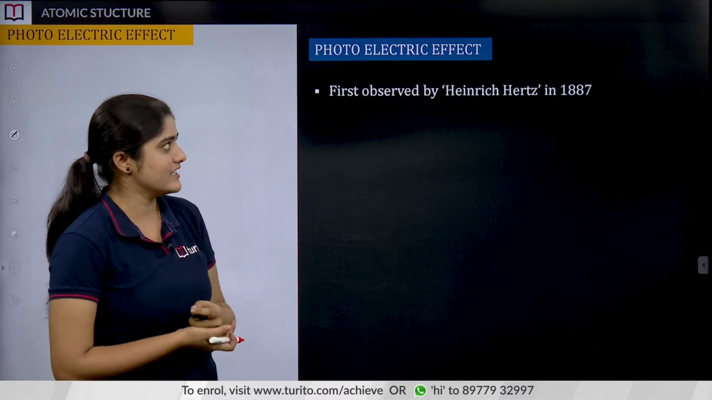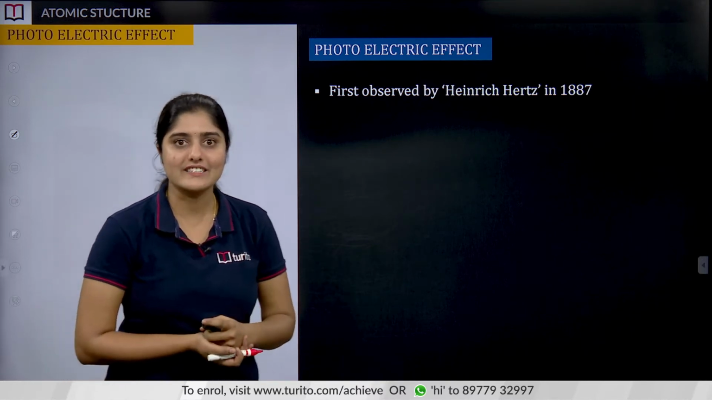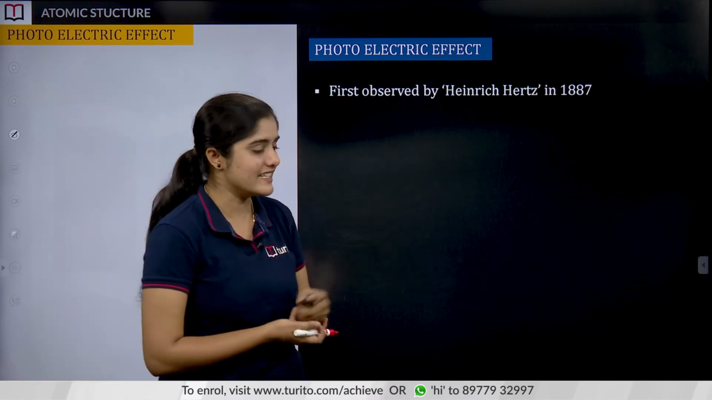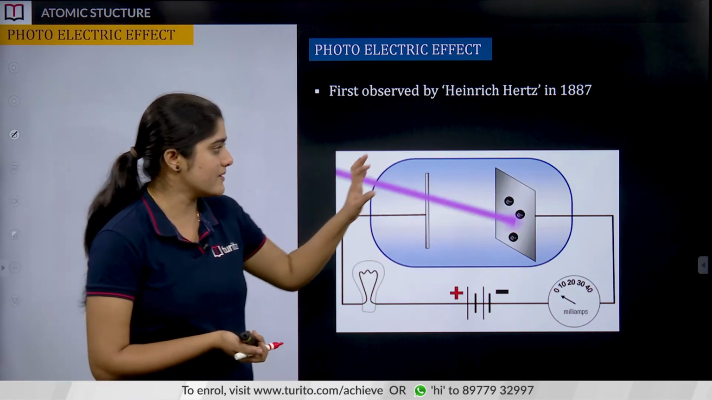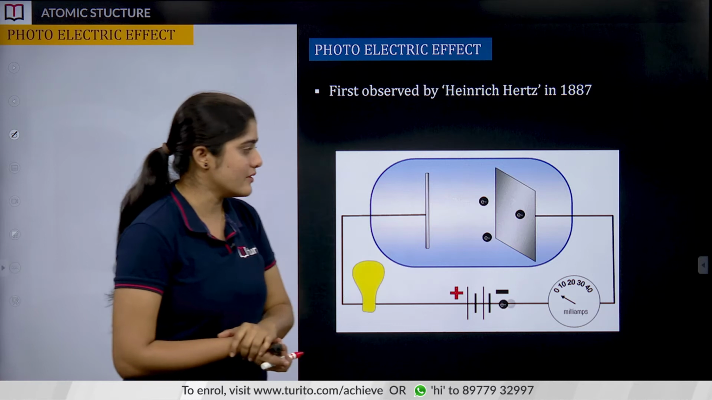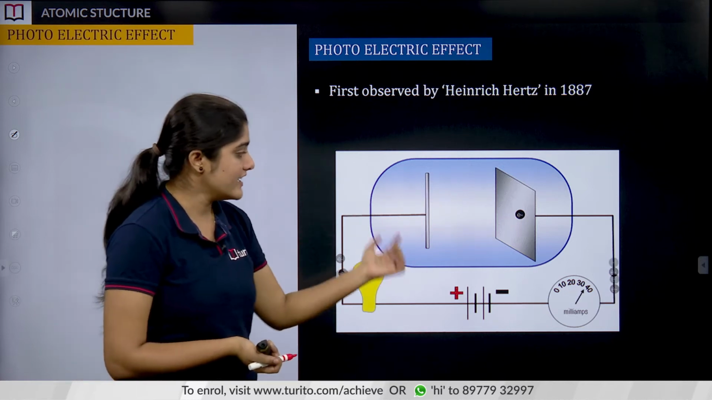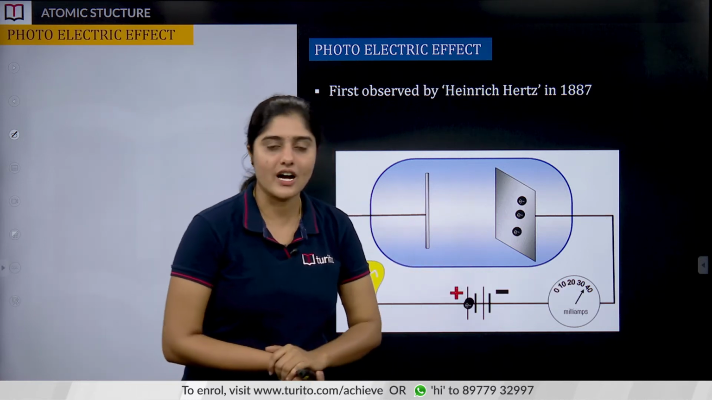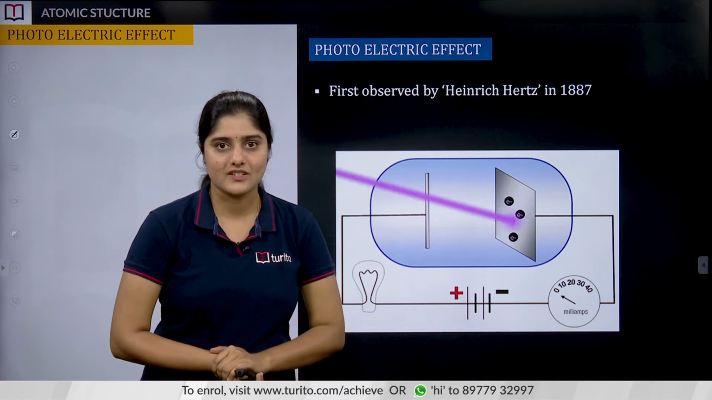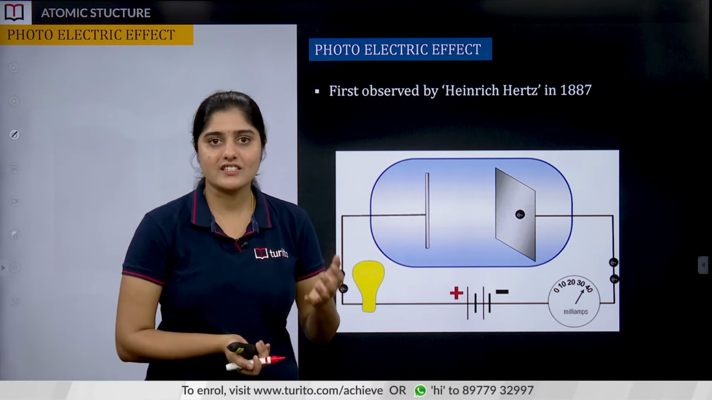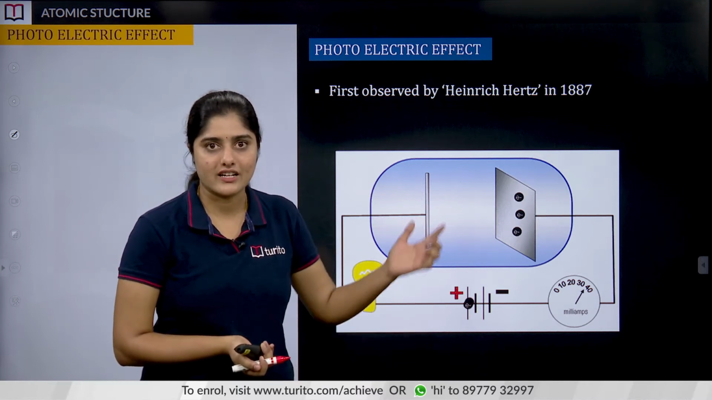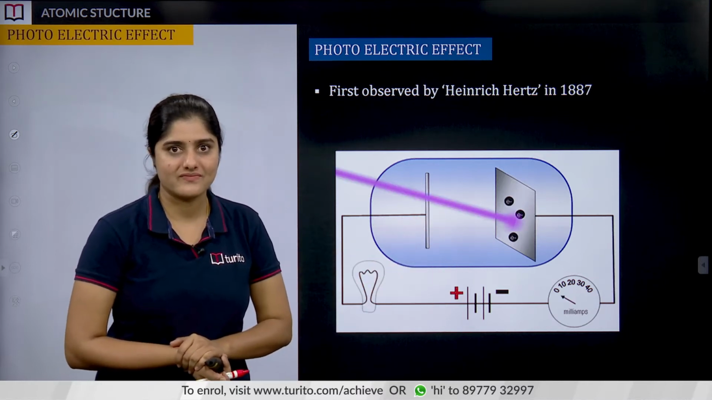This was first observed by Heinrich Hertz in the year 1887. Look at here. What did he do? He took a metal surface, he irradiated that with the light and he observed there is a deflection in the ammeter, which means the current has flown in the circuit, and current will flow only when there are electrons passing, right.